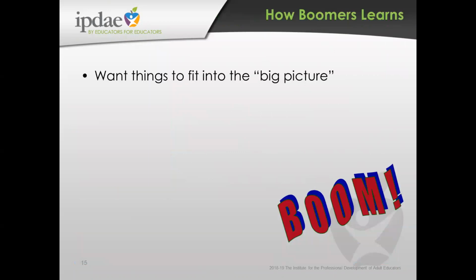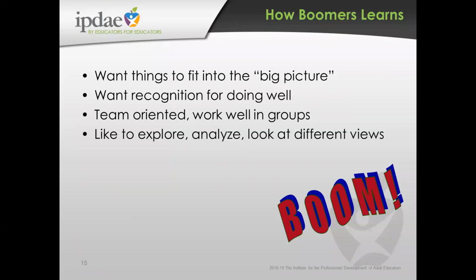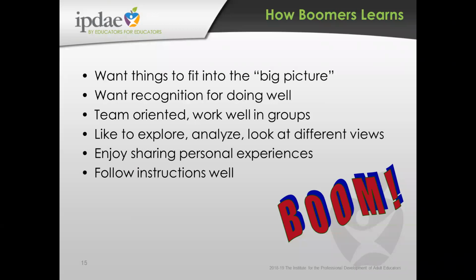How do we learn? We want things to fit into that big picture, and we definitely want recognition for doing well. A baby boomer is very team oriented and works well in groups. However, oftentimes in groups likes to take over. As a learner, we like to explore and analyze and look at different viewpoints and share those personal experiences. And we do follow instructions pretty well and are quite good with content. But there again, just like your traditionalist, we do like printed material. If you try to do a workshop with a whole group of baby boomers and you do not have a PowerPoint for them to follow along, they're not going to be happy with you because, again, they like that printed material.